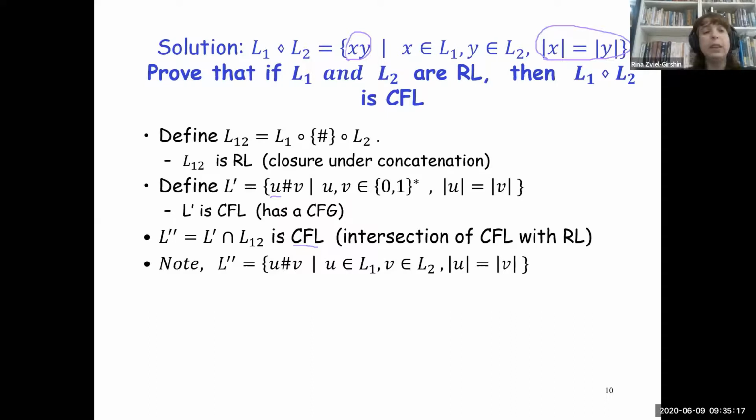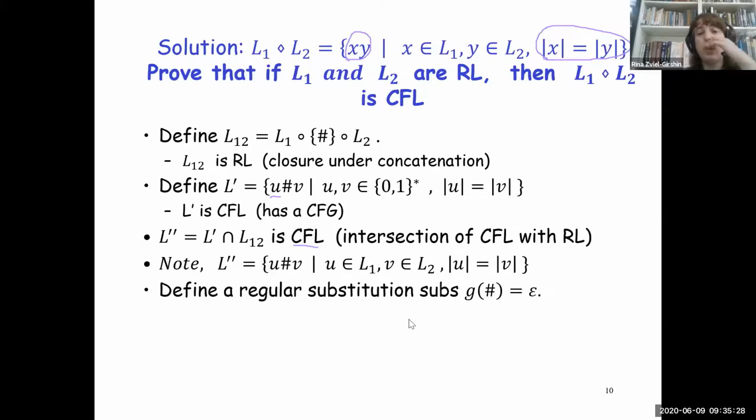And this substitution is called context-free substitution. In our case, I only want to remove the ds sign. So I will perform a regular substitution in the following way. I will define the function g, which for each letter of the alphabet will produce the same letter. G of 0 will be 0, G of 1 will be 1, G of ds sign will be epsilon.